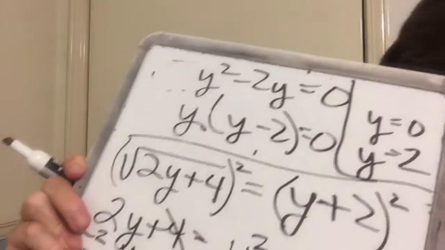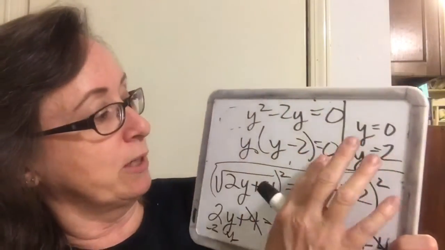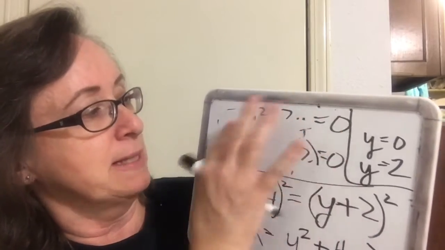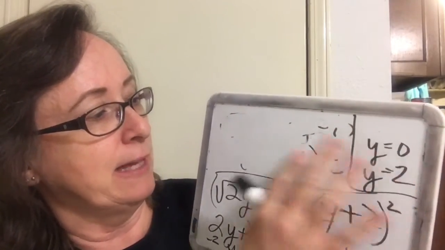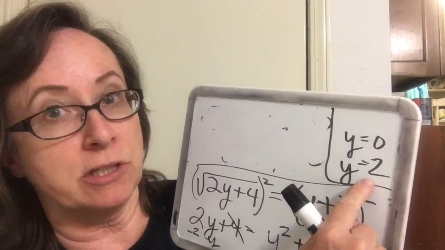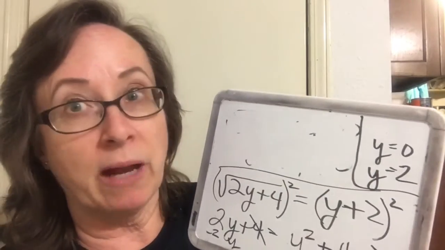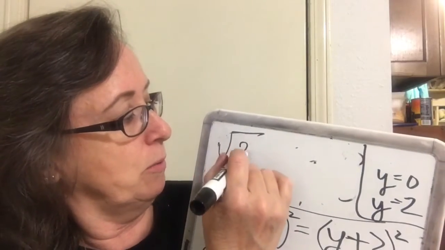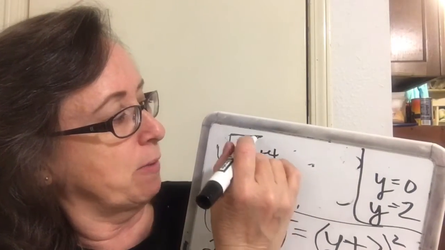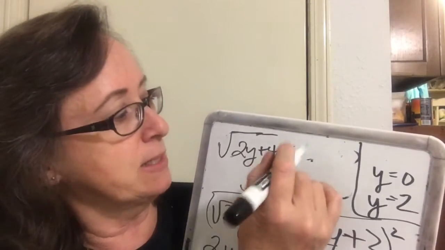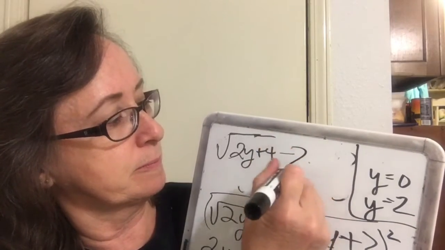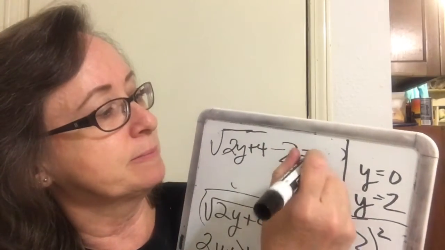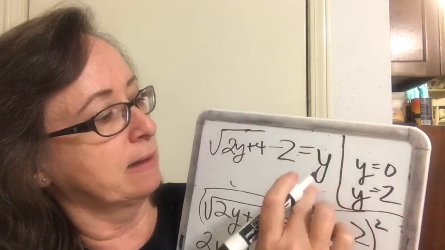Okay, so now that I've got my two proposed solutions, I've got to go back and find my original equation, which I just erased. Okay, so let me find that again. All right, so I'm going to give myself a little space. These were my two proposed solutions over here. So now I'm going to rewrite the original equation, which was 2y plus 4 under the radical minus 2 equals y.